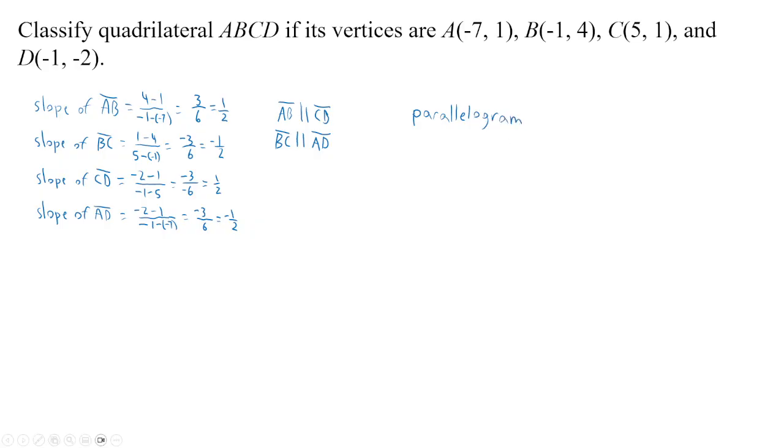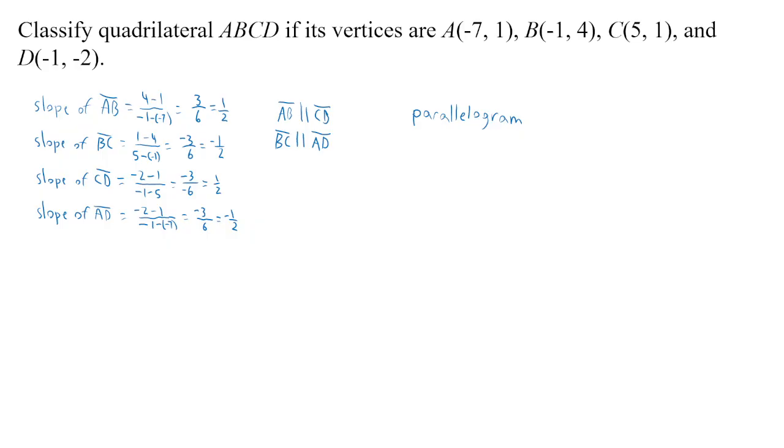So now let's look at the consecutive sides. Well, the slopes of segment AB and the slope of segment BC are not opposite reciprocals. The slope of segment BC and the slope of segment CD are not opposite reciprocals. The slope of segment CD and the slope of segment AD are not opposite reciprocals. And the slope of segment AB and the slope of segment AD are not opposite reciprocals. There are no right angles. Therefore, it could not be a rectangle.